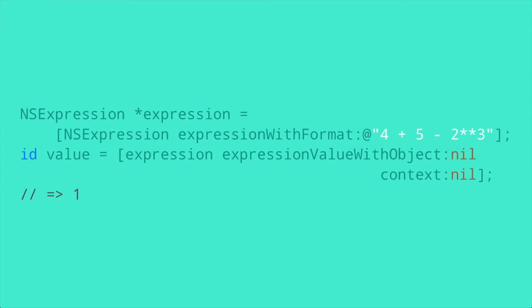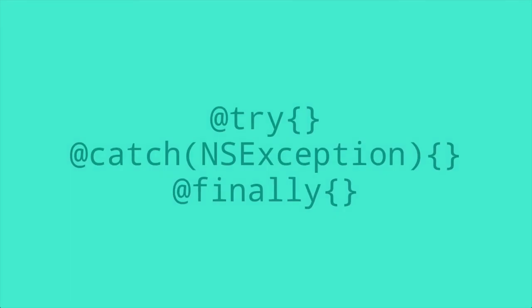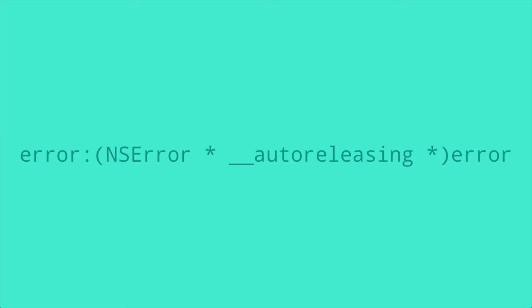NSError. One thing that I like about Objective-C and its conventions is that you don't do this. It's very rare that you'll have somebody doing try, catch, finally, unlike other languages where you're catching exceptions. Instead, the pattern is that whenever things fail, you're setting a passed-in error pointer. So NSError star star, autoreleasing star, is a reference.